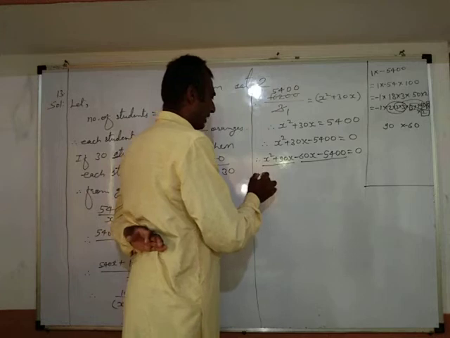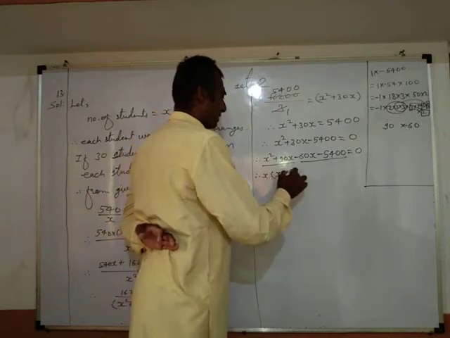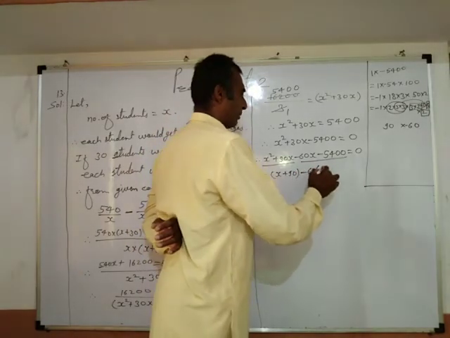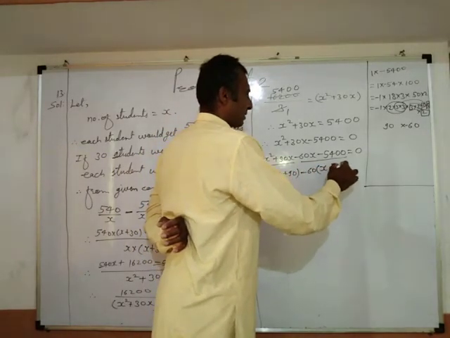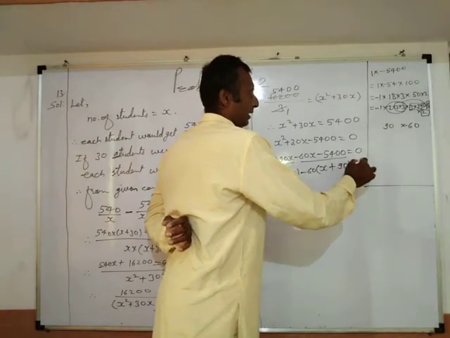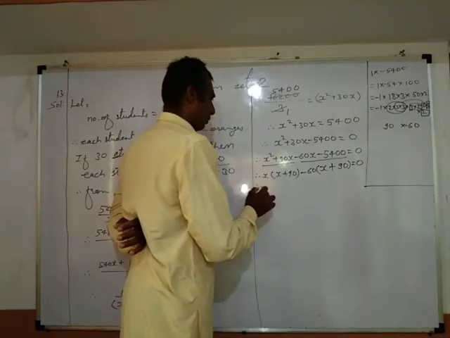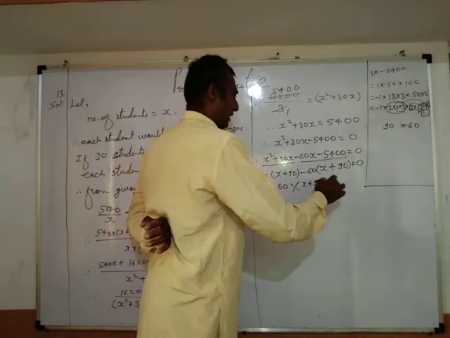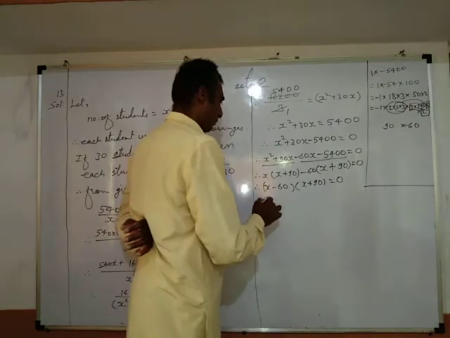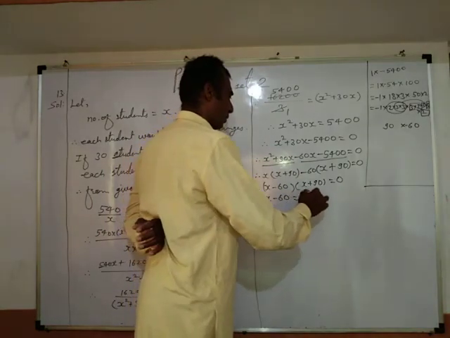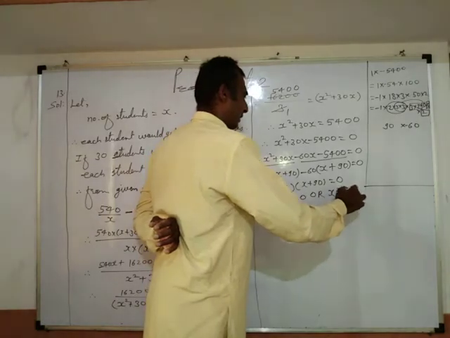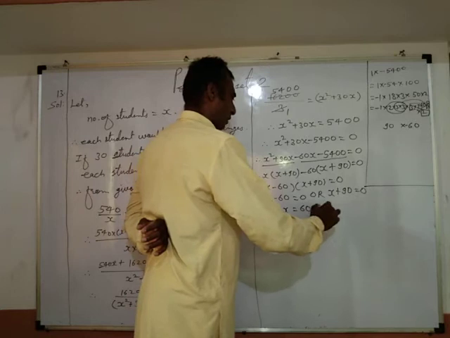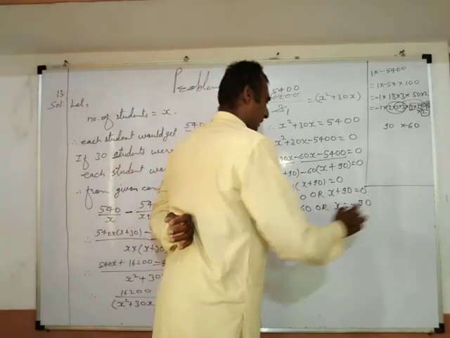From first group we may take out x common, therefore in bracket x plus 90. From second group we may take out minus 60 common, therefore in bracket there will be x plus 90 in bracket, that equal to 0, and therefore x minus 60 into x plus 90 equal to 0, and therefore x minus 60 equal to 0 or x plus 90 equal to 0. Therefore x equal to 60 or x equal to minus 90.